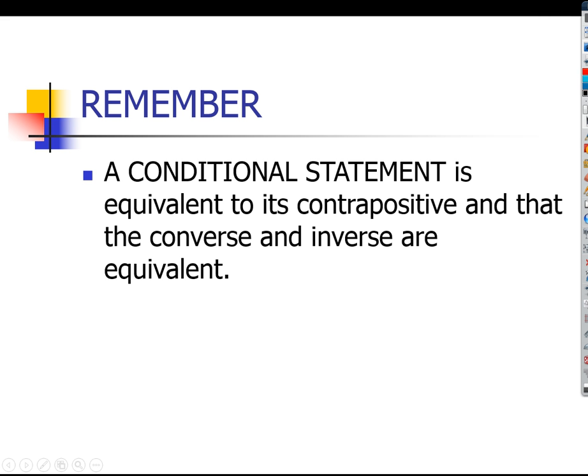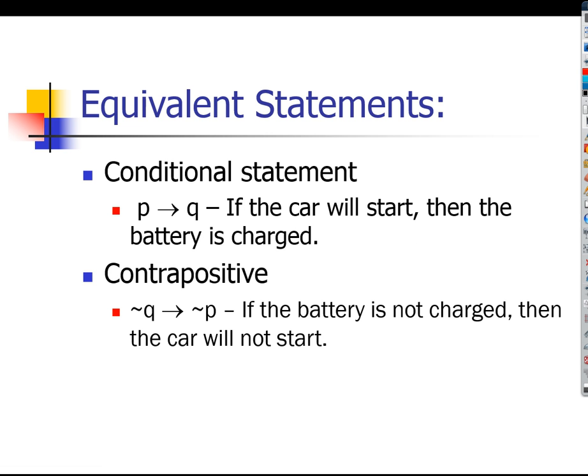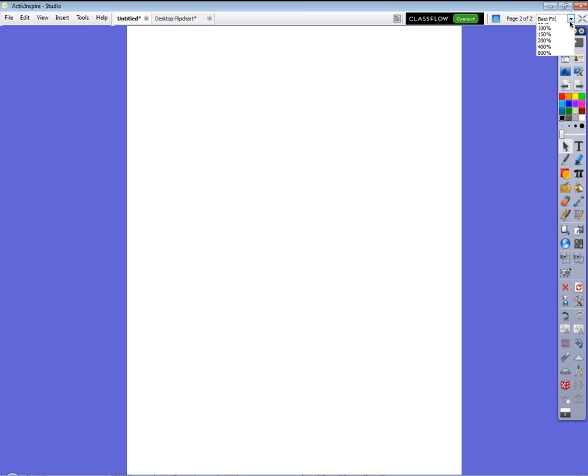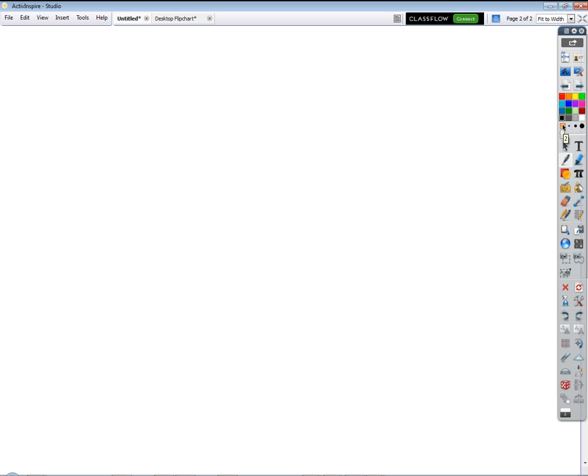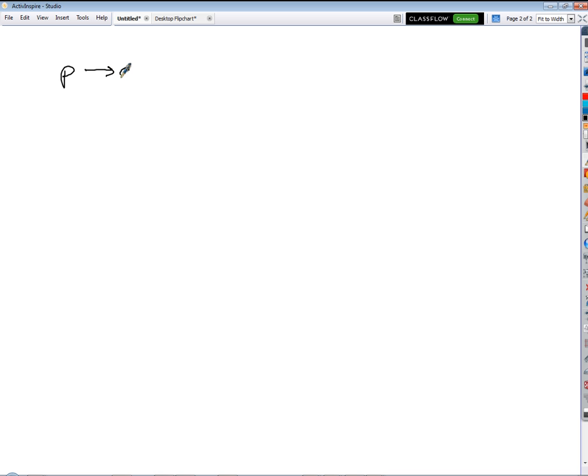We said the other day that a conditional statement is equivalent to its contrapositive. Remember what the other two, it tells us. The other two that were equivalent were the converse and the inverse of the original conditional statement, right? They skipped something here. Before we jump into this, if this is our original conditional statement, we already said that the converse is if Q then P.